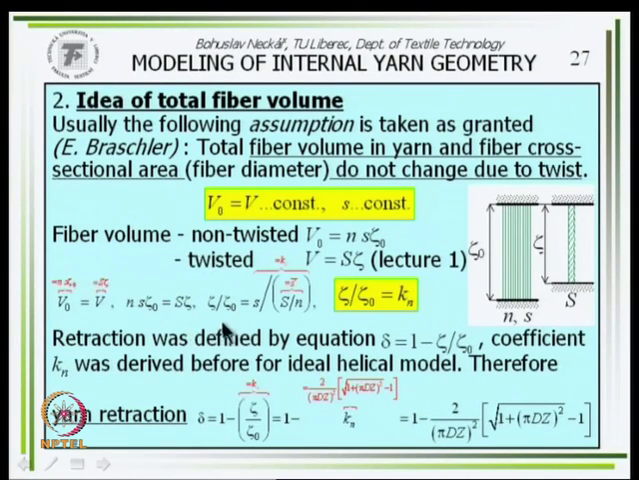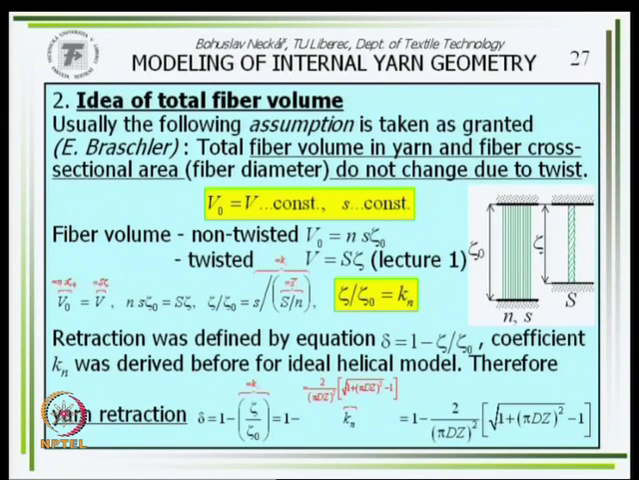Then we obtain zeta by zeta 0, which is capital S by n, the substance cross-section by n. It is the mean sectional area per one fiber, S star bar. And it was the definition of Kn, so that zeta by zeta 0 is equal to Kn.